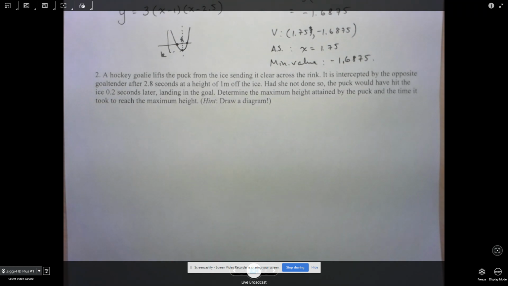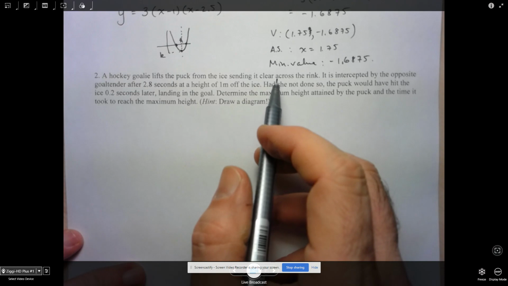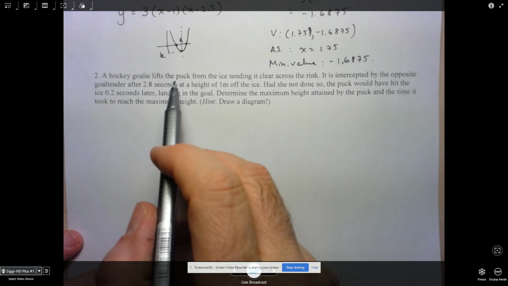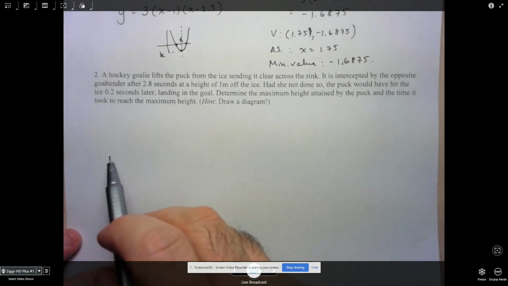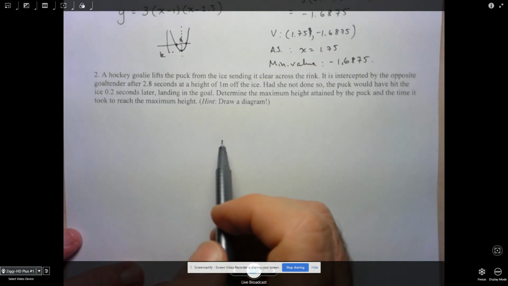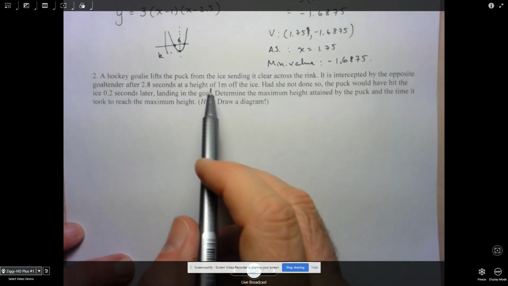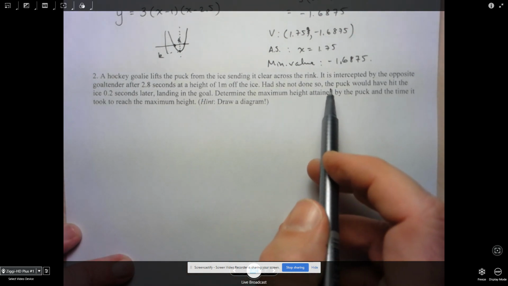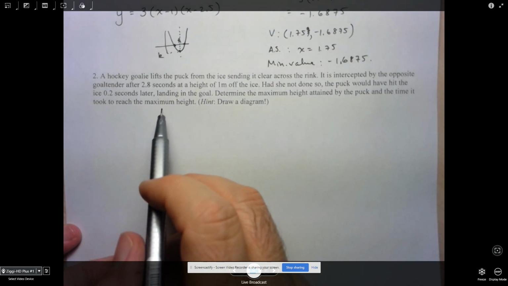Okay, so we're back to number 2. So let's see what it says. It says a hockey goalie lifts the puck from the ice, sending it clear across the rink. So a couple of things that are going on. So the goalie actually starts the process on the ice, and lifts it, so that means it's going to be going up and then eventually down. Okay, so it's intercepted at the opposite goaltender, 2.8 seconds at a height of 1 meter off the ice. Okay, but they give us some information. They said, well, had she not done so, the puck would have hit the ice 0.2 seconds later, landing in the goal.